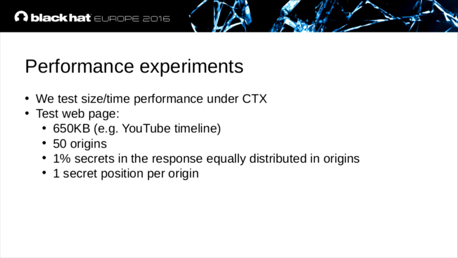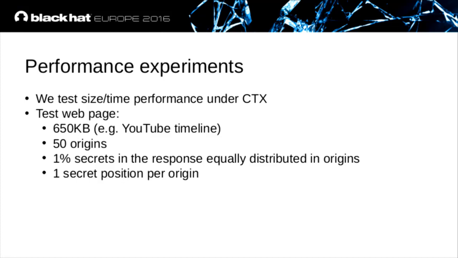And well, this 1% is equally distributed to origins, so we say that there is one secret position in the response per origin. Now, even if there were multiple positions, CTX allows cross compression. So even if we use like 2 or 3 secret positions, this text would actually be compressed together, so it doesn't make that much difference in considering our experiments.